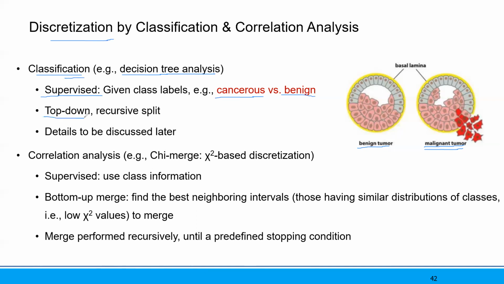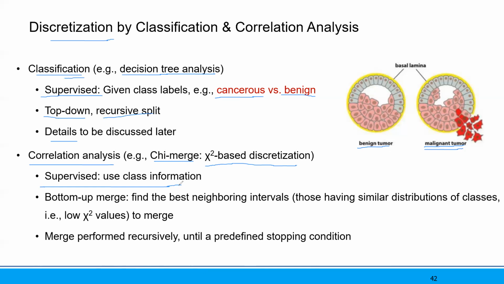It is usually top down, and then it requires recursion. So we will discuss the details later. You can use correlation analysis. The chi-square based discretization is also supervised. You need to use the class information, as I mentioned before with RapidMiner.